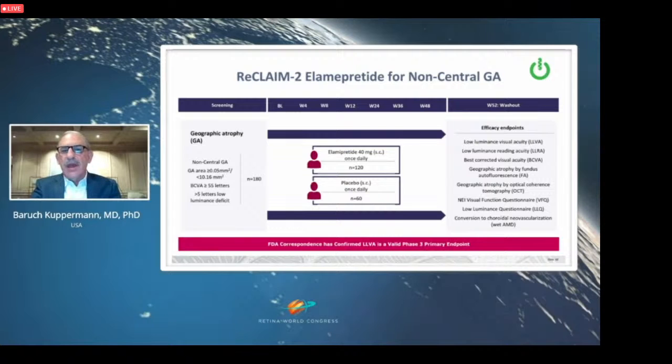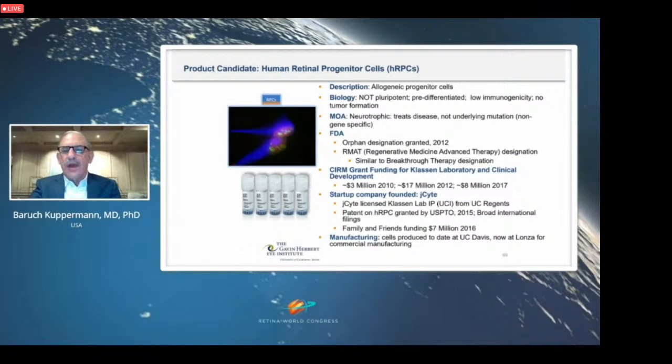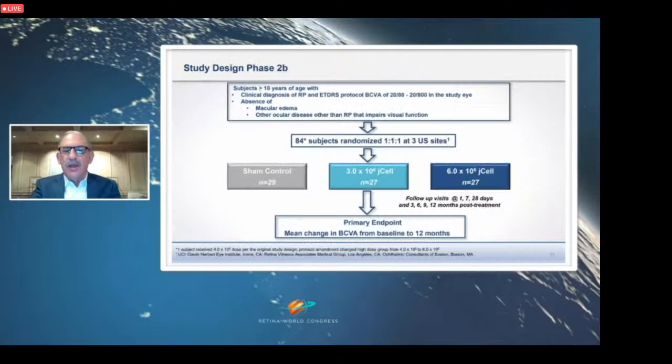Just to spend one moment, even though we don't have any data yet, on stem cells: these human retinal progenitor cells are allogeneic progenitor cells. They're injected intravitreally in this case, and they release growth factors, so they create a healthier milieu. They've only been tested for retinitis pigmentosa. This company is jCyte, but the results have been very impressive. Again, you give just a single injection lasting 1 year, so this is sham versus 3 million cells versus 6 million cells, but not monthly anymore, just once a year.